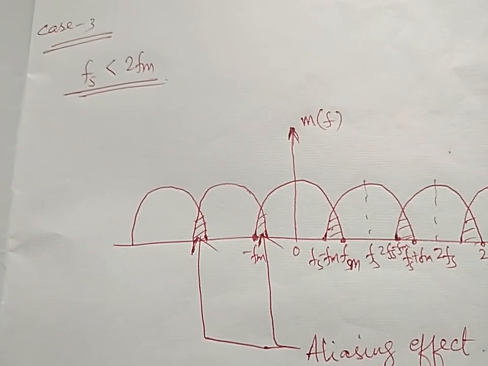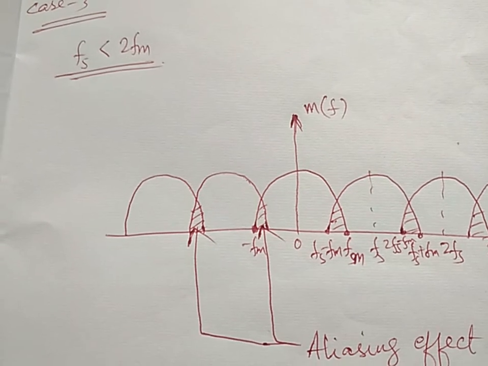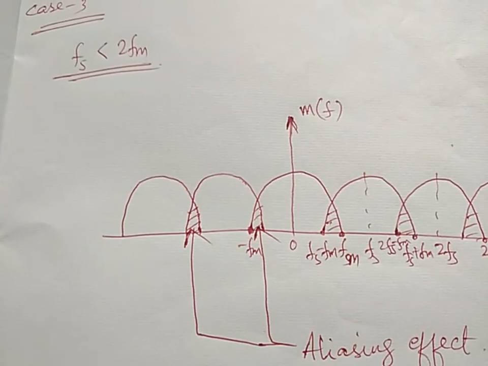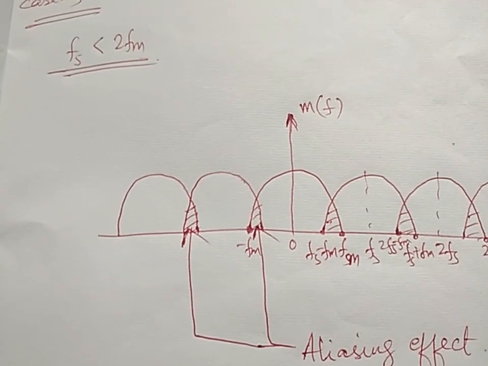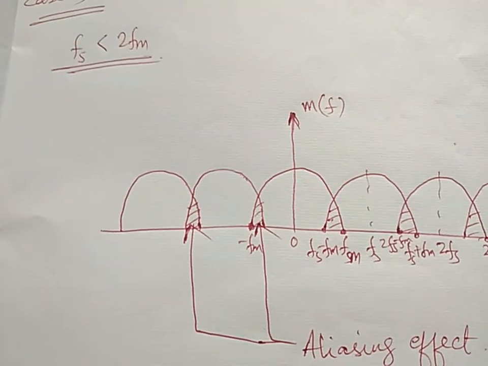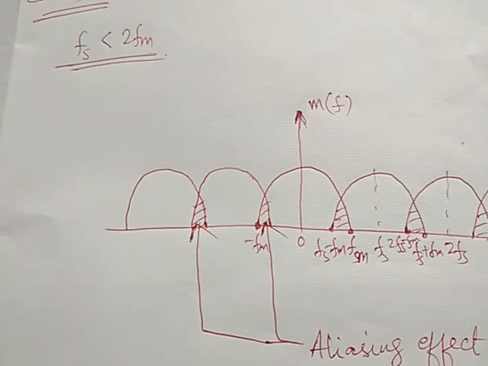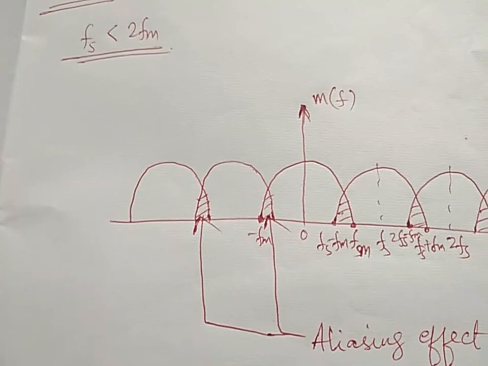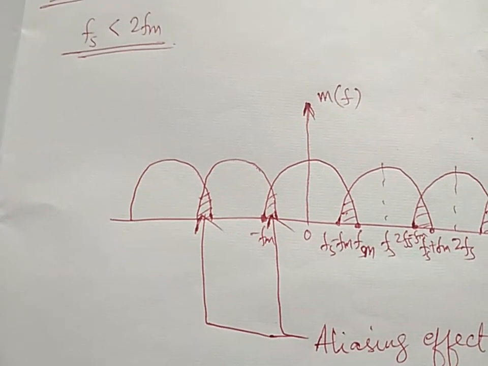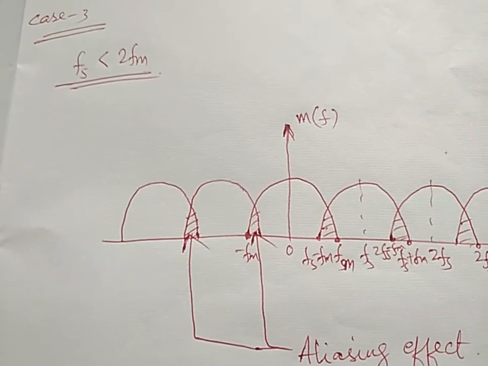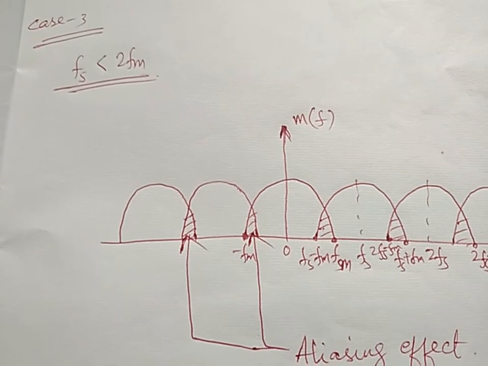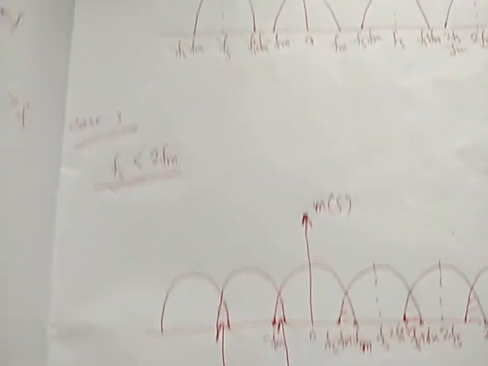So a signal can be represented in its samples, and it can be recovered back from its samples if the sampling frequency fs is greater than or equal to twice fm, where fm is the maximum frequency present in the message signal. So thank you. That's how you can easily prove the sampling theorem.